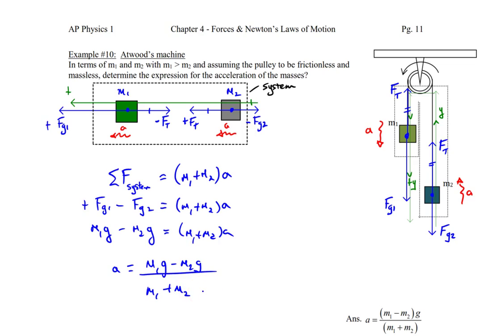But one quick note about this is that you will not be able to figure out the tension between these two bodies because it canceled out. So in order to find the tension, you will need to apply Newton's second law to one of the bodies, either this one or this one, and then you can find the tension. Okay, and that's it for this example.